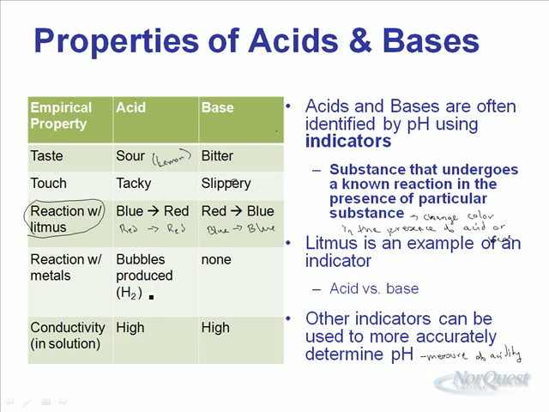Another key indicator of acids is they tend to react with metals. So, for example, if you stick a magnesium strip into an acid, you'll end up producing hydrogen bubbles. There's no common reaction with metals for bases. In terms of conductivity, both are highly conductive. So those are the general properties of acids and bases, which makes them a little bit different than either the molecular or strictly ionic compounds.